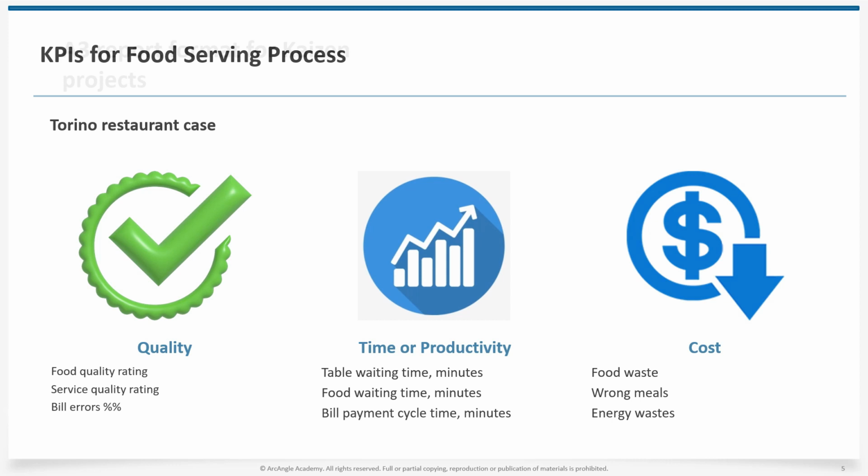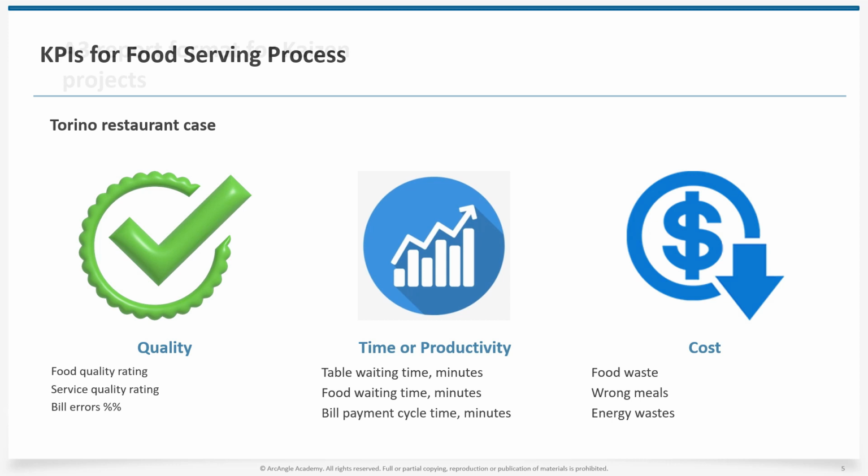2. Wrong meals. This KPI quantifies the occurrence of incorrect or mistaken meals served to customers. It evaluates the accuracy and precision in fulfilling customer orders. 3. Energy waste. This KPI assesses the energy wastage within the food serving process, such as excessive use of electricity, gas, or water. It emphasizes the importance of optimizing energy consumption to reduce operational costs and environmental impact.